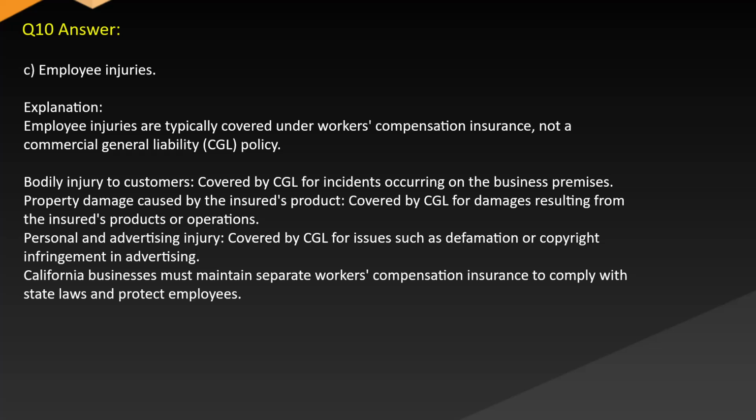Answer. C. Employee injuries. Explanation. Employee injuries are typically covered under workers' compensation insurance, not a commercial general liability, CGL, policy. Bodily injury to customers is covered by CGL for incidents occurring on the business premises. Property damage caused by the insured's product is covered by CGL for damages resulting from the insured's products or operations. Personal and advertising injury is covered by CGL for issues such as defamation or copyright infringement in advertising. In California, businesses must maintain separate workers' compensation insurance to comply with state laws and protect employees.